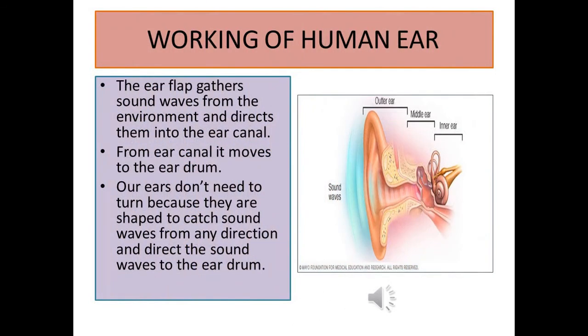Now we will discuss the working of the human ear in detail. The ear flap gathers sound waves from the environment and directs them into the ear canal. From the ear canal it moves to the eardrum. Our ears don't need to turn because they are shaped to catch sound waves from any direction and direct the sound waves to the eardrum.